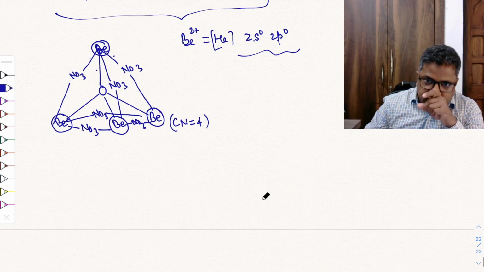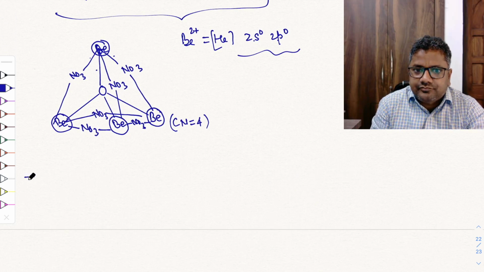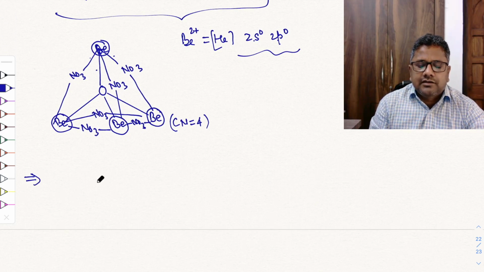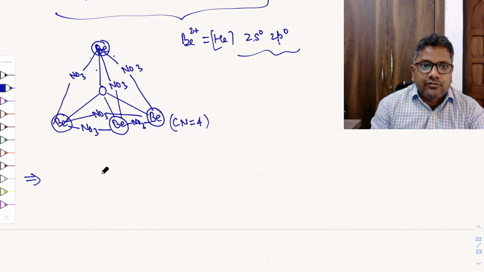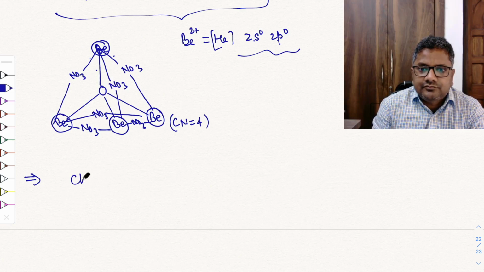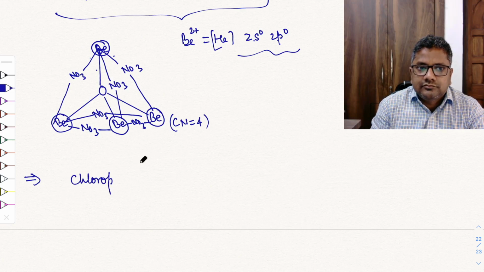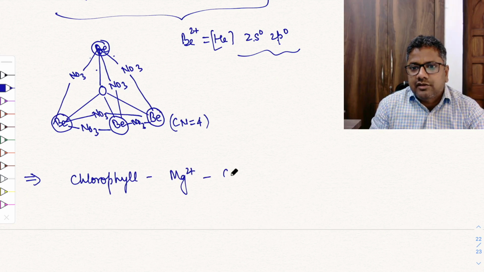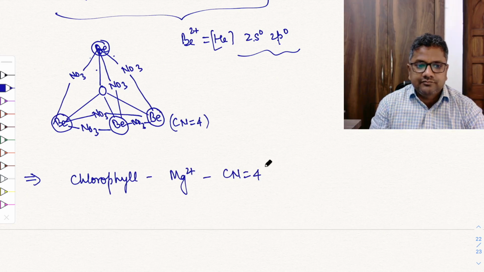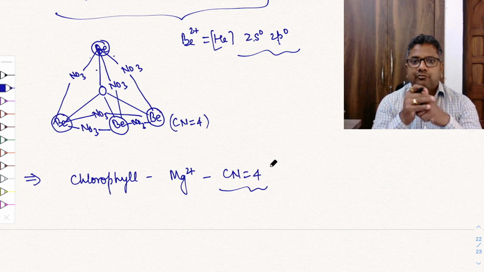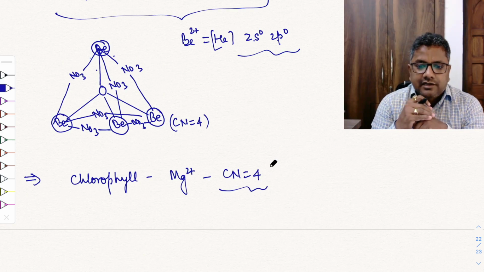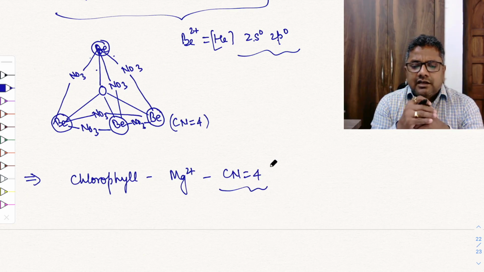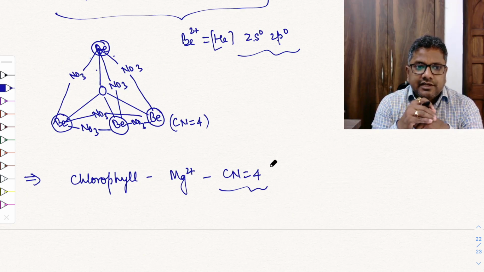Magnesium also forms some complexes, and the most important complex is chlorophyll, right? So chlorophyll contains magnesium Mg2+, and the coordination number is here 4, right? So these are the complex compounds formed by the second group elements. And other elements, calcium, strontium, barium, do not have the tendency to form complexes, right?